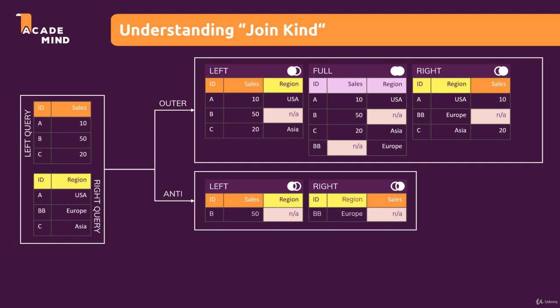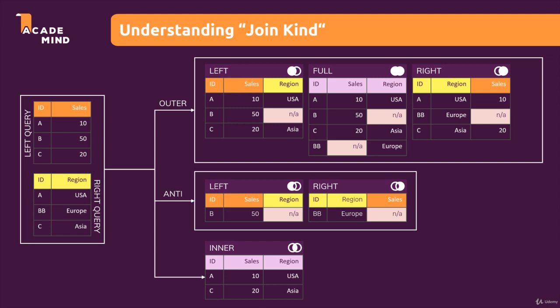There is one final join type here, and this is the so-called inner join. The inner join kind of combines the information of our two tables, where the ID can be found in both tables. In our case, this is true for the IDs A and C. For the ID B, we cannot find a value in the right query, therefore this column is not added here. And the BB ID is also only available in the right query, therefore we cannot find it right here.